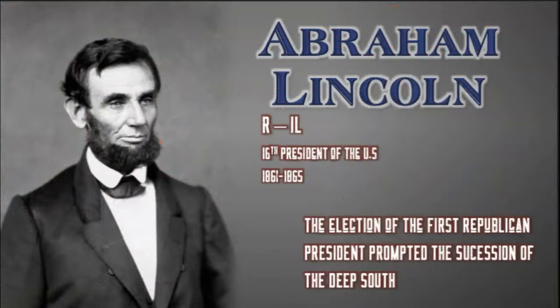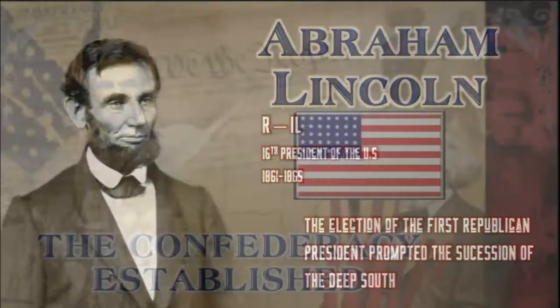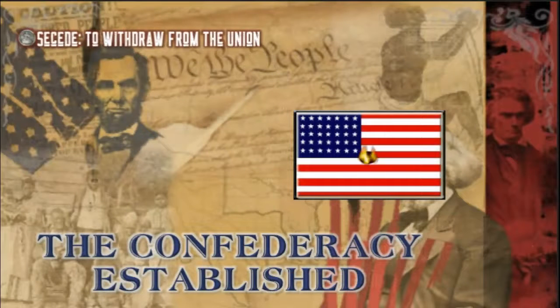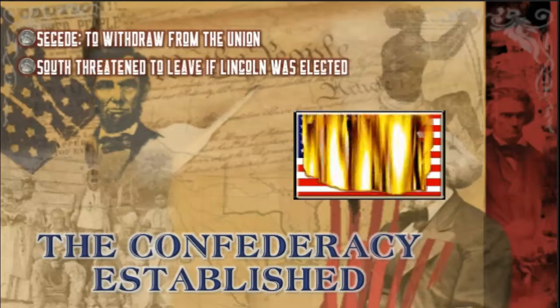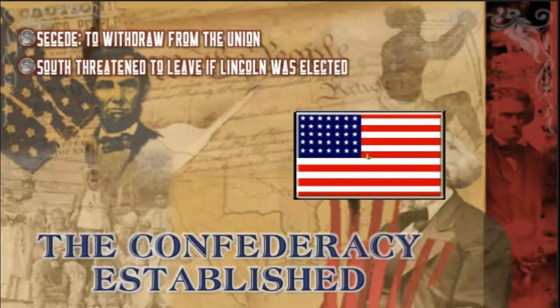Abraham Lincoln, 16th President of the United States. Abraham Lincoln will be sworn in as the 16th President. By that time, 7 states in the Deep South had already seceded and formed the Confederate States of America. When we take a look at why they did so, secede to withdraw from the Union, they threatened to leave if Lincoln was elected because they said they were worried he would try to take away slavery.